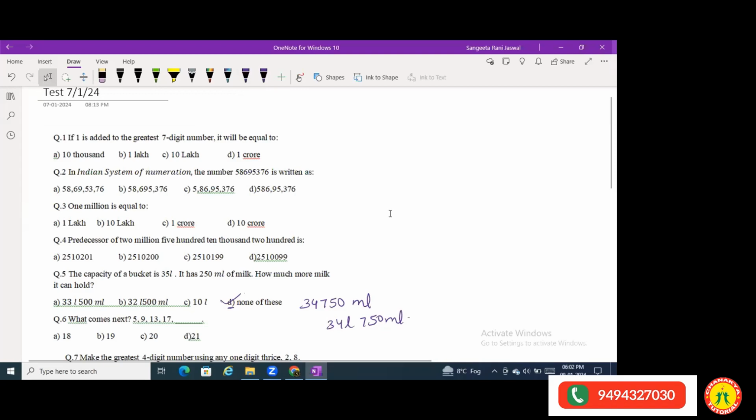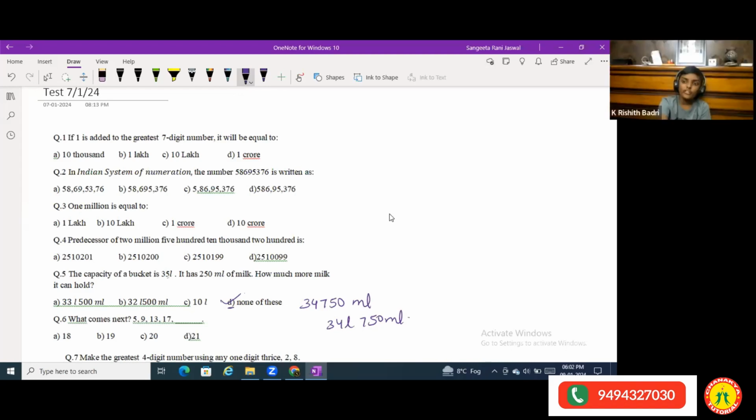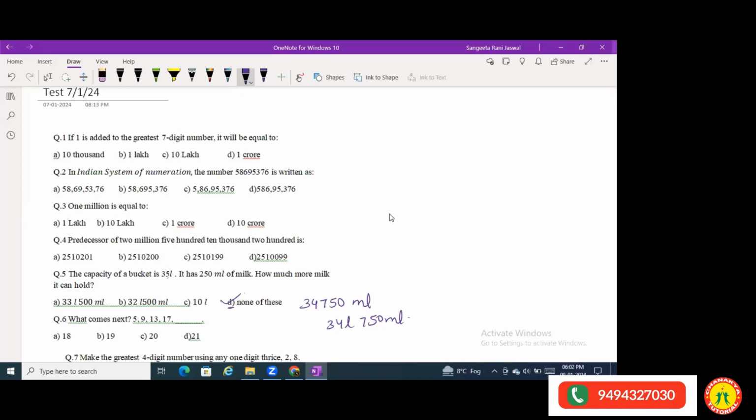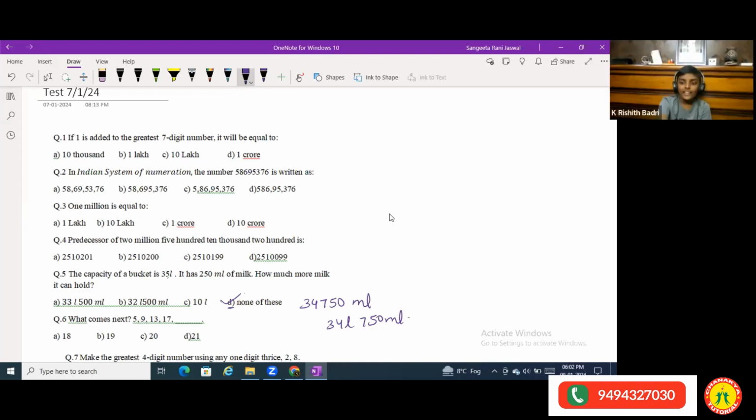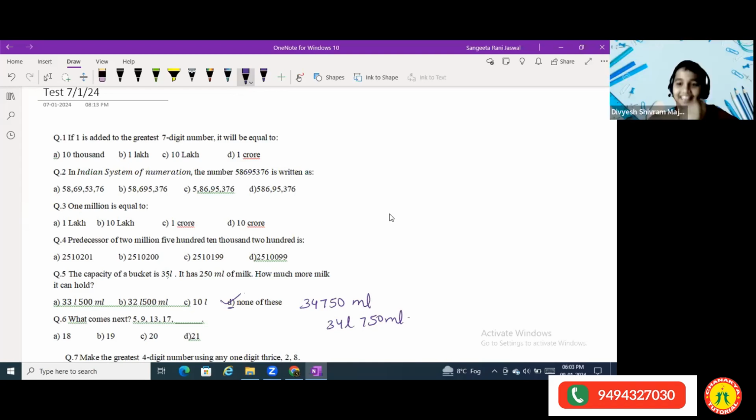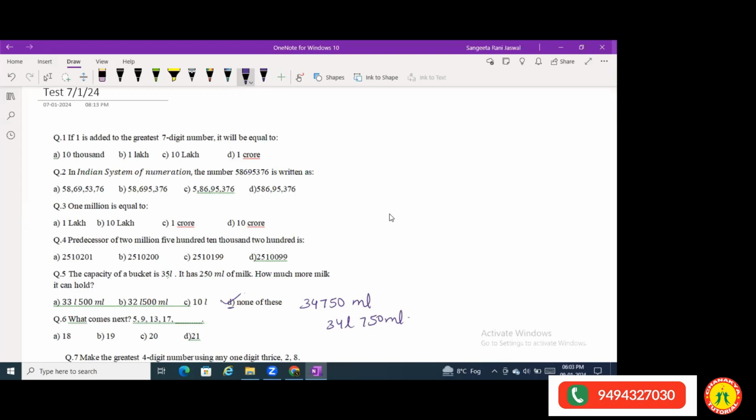Okay, I got it here. Ma'am, the answer entered here is option B, that is 32 liter, 500 ml. I got it. See, yes, there is some problem in this. Okay, now you all will get 40 out of 40.